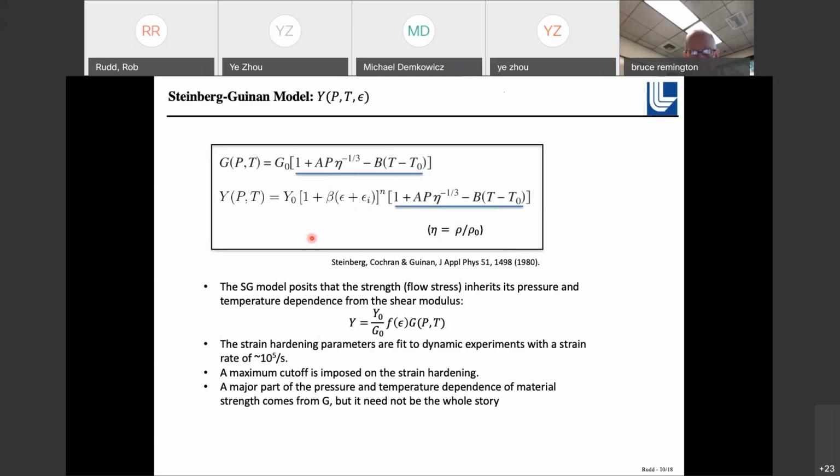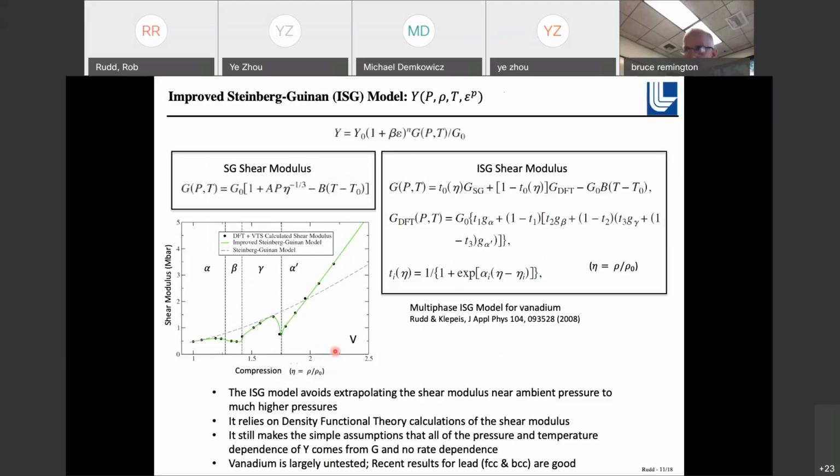And so this was all calibrated at strain rates of, say, 10 to the 5 per second. So it's a fairly simple model. Going from there, one of the things that you might worry about is at these very high pressures, maybe that linear pressure dependence isn't right, especially for materials that are undergoing phase transformations. And so you could say, well, we're not completely helpless here.